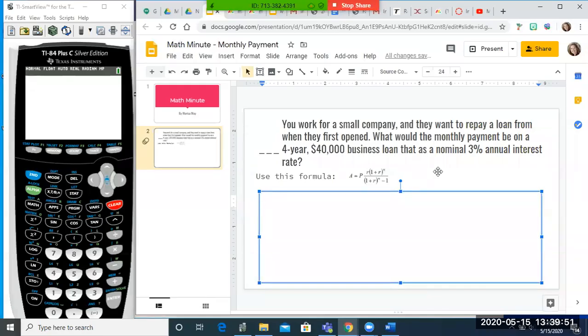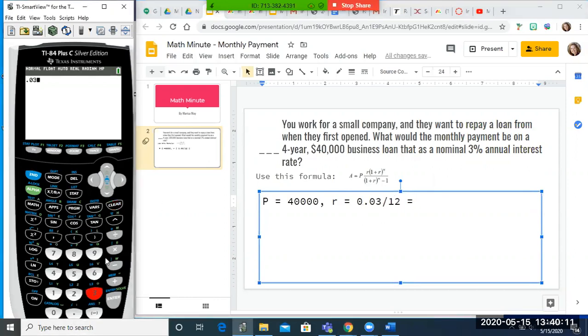Okay, let's take a look at this problem. We're going to be finding the monthly payment on a 4-year, $40,000 business loan, nominal 3% annual interest rate. So the first thing we'll do, we'll identify we're going to be putting in 40,000 for the P, for the principal. Our rate is given as an annual interest rate, so we'll need to go ahead and find out what that is as a monthly interest rate.